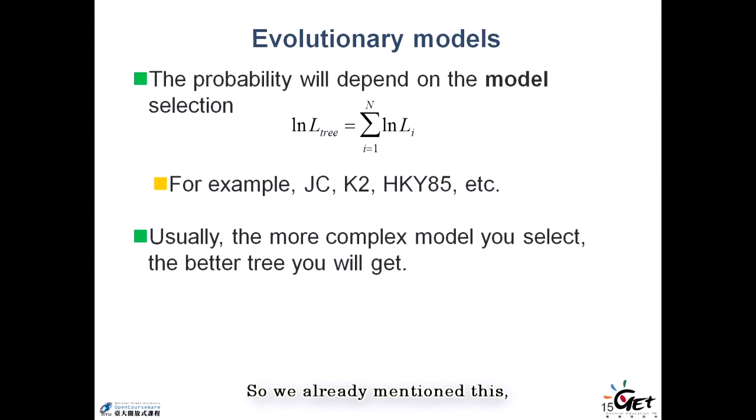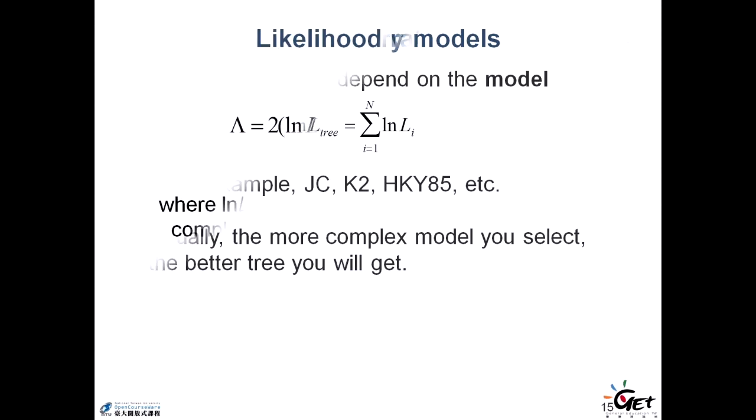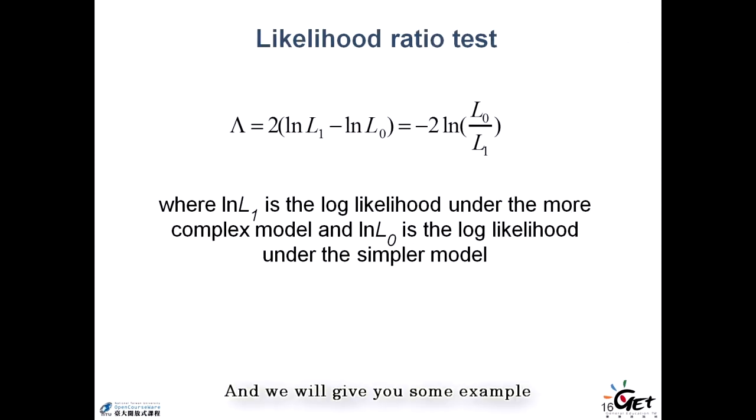We already mentioned this. The likelihood, the probabilities, totally depend on the model selection. Usually the more complex the model you select, the higher the likelihood value it will give you, suggesting it is better. But sometimes that's not necessarily true. We'll give you an example for the likelihood ratio test. If you are not familiar with it, you have to look at it here.